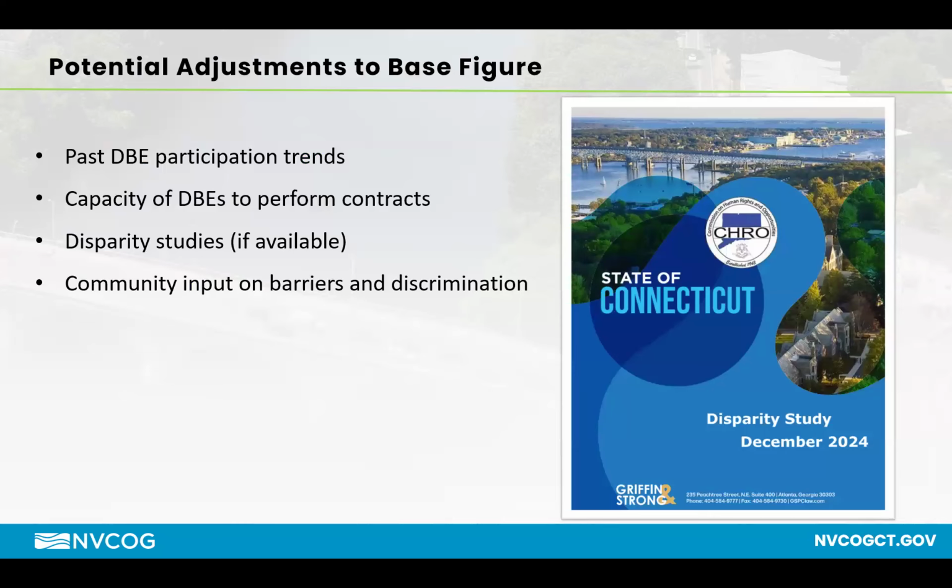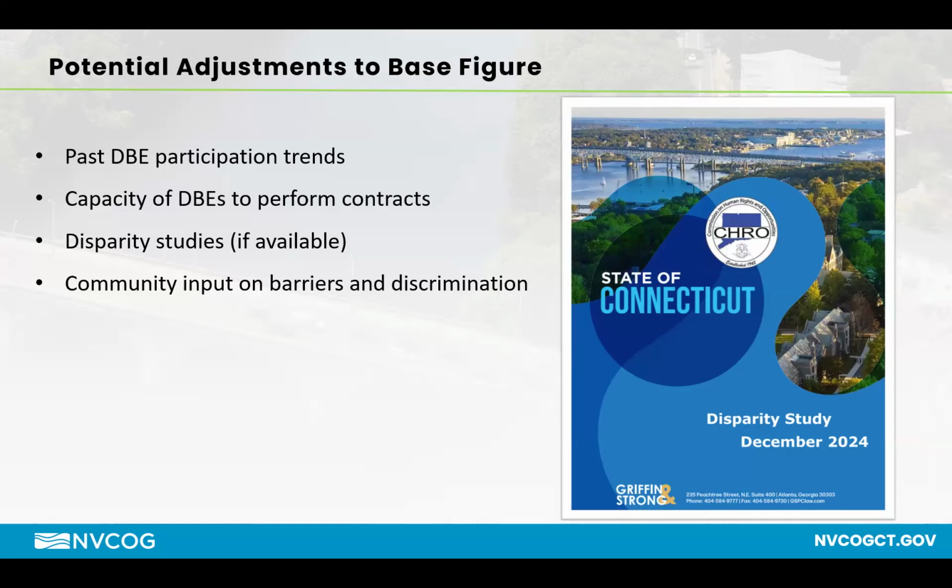The next step, as I stated earlier, is to do potential adjustments if necessary. You can do this by looking at a number of things. You can look at past DBE participation trends. You can look at the capacity of DBEs to perform in contracts. You can look at disparity studies if they're available, and you can incorporate or consider community input on barriers and discrimination. We currently did look at the state of Connecticut's disparity study done in December of 2024.